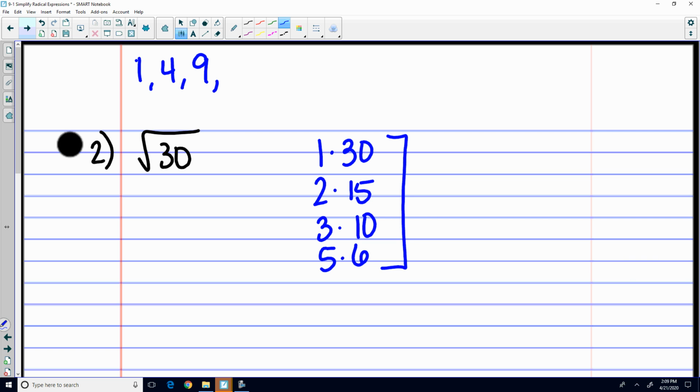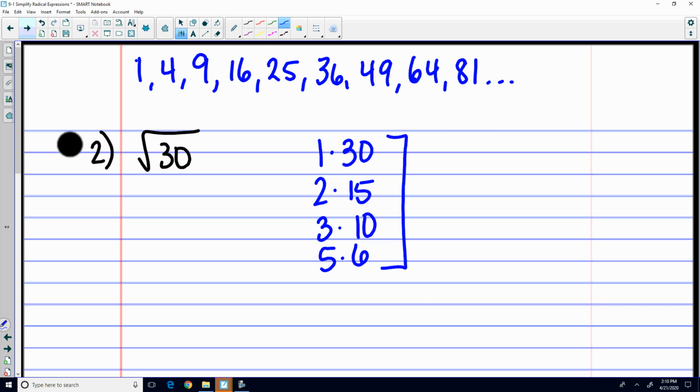This is 1 squared, 2 squared, 3 squared, 4 squared, 16. 25 is 5 squared, 36, 49. 8 squared is 64, 9 squared is 81. Are any of those numbers here in this list? And the answer is no. We were looking for perfect squares.